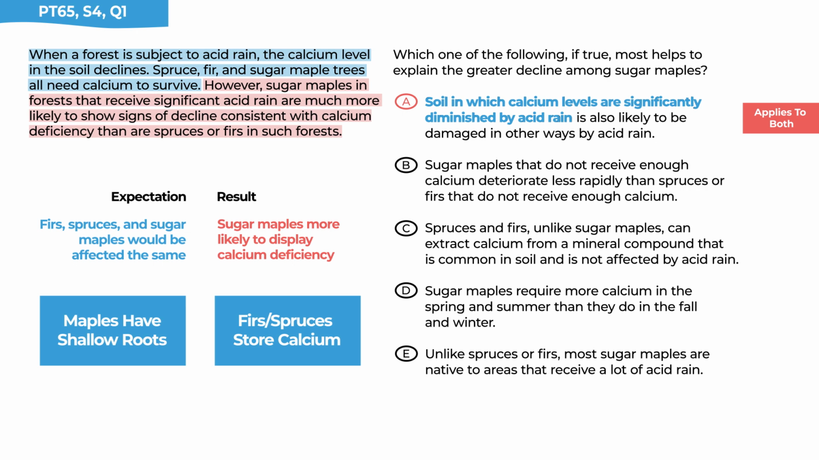Answer choice B says that sugar maples that do not receive enough calcium deteriorate less rapidly than spruces or firs that do not receive enough calcium. The key here is that sugar maples that do not receive enough calcium deteriorate less rapidly. This provides a benefit to sugar maples relative to firs and spruces. And what we're looking for is something that explains the calcium deficiency, why they are so likely to display calcium deficiency relative to firs and spruces. So these sugar maples that are not receiving enough calcium deteriorate less rapidly. This actually deepens the paradox, and we can get rid of this choice.